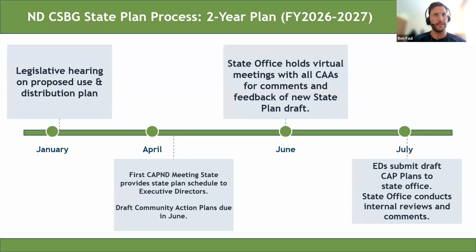The state plan hasn't changed, like our process hasn't changed a whole lot, and that's okay. If it's successful, why break it, right? We don't need to fix it if it's not broken. And so once the executive directors submit their draft community action plan to my office, I do reviews of those plans. I get comments, and then I incorporate their plans into my state plan for a more cohesive message on the draft plan. We can go to the next slide.